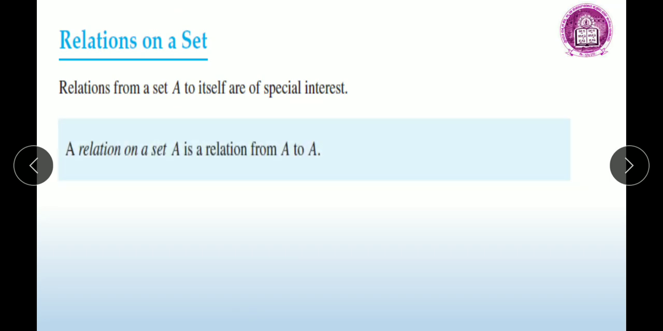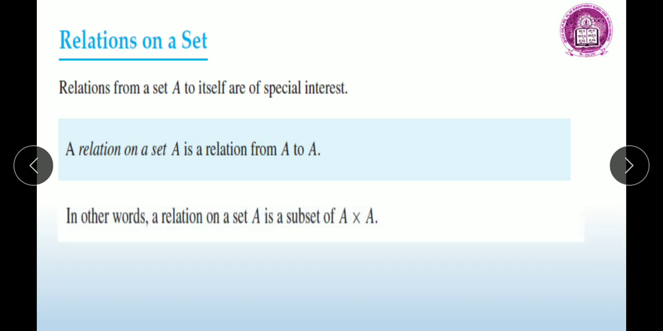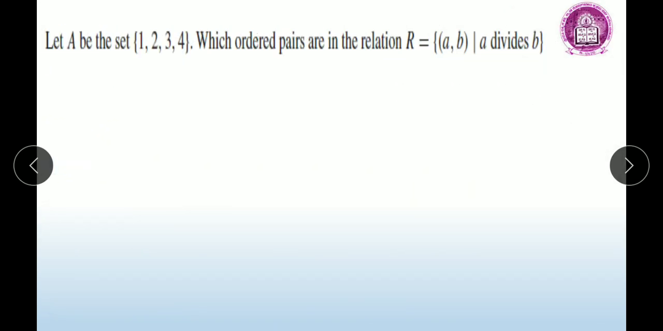So a relation on a set A is a relation from A to A, or in other words, it is a subset of the Cartesian product A cross A. Now, how many such relations exist? We'll ask this question later. Let us take an example here.